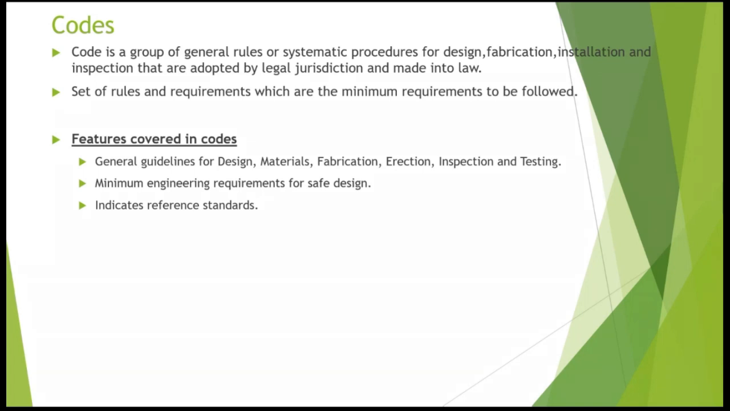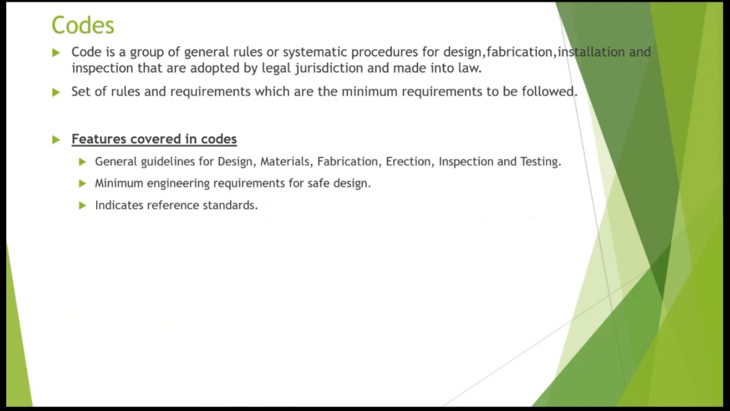So there are two terms. One is a code, another is a standard. By definition, a code is a group of general rules or systematic procedures for design, fabrication, installation, and inspection that are adopted by legal jurisdiction and made into law. So as I said, for quality purposes we have to follow something, and these are quality documents prepared by some agencies. These are the set of rules and requirements which are the minimum requirement to be followed.